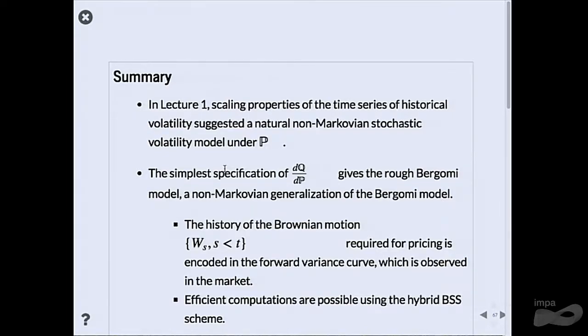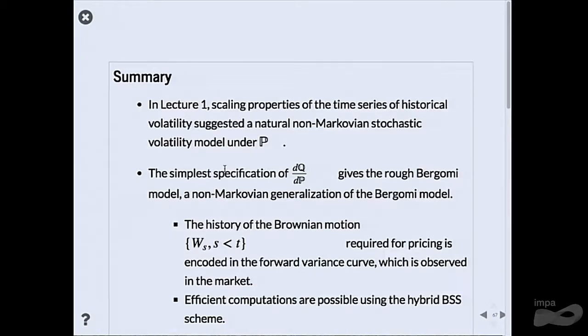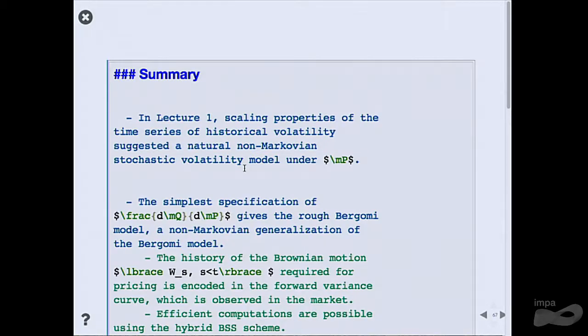Then we change measure in this lecture, and we argue, VIX options tell us the change of measure has to be random, but this is too hard for us, so we just make it deterministic. And if we make it deterministic, like magic, we get a generalization of the classical Bergomi model. I would say a more beautiful version of the Bergomi model.